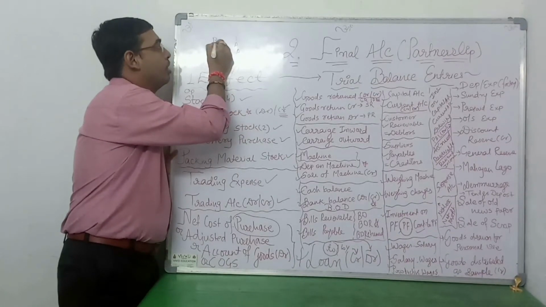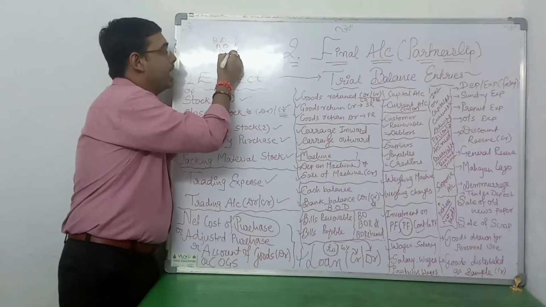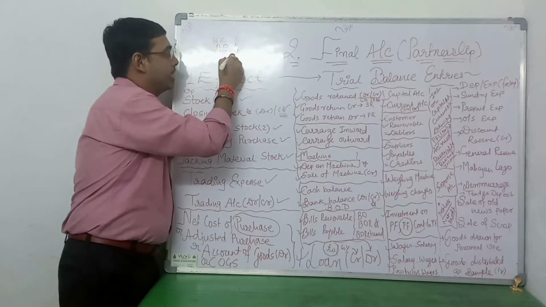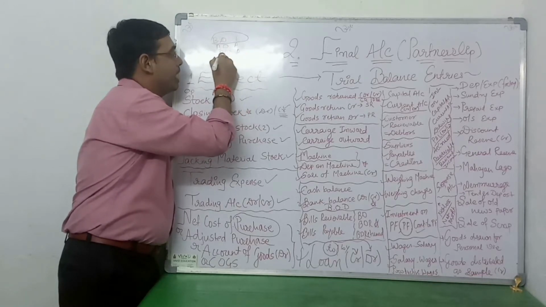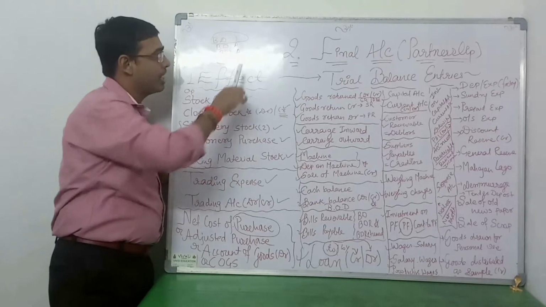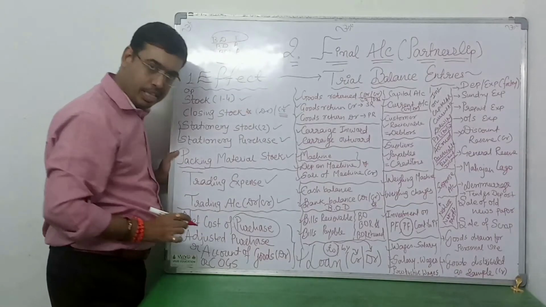Okay, so you have to write BD, then minus BDR. That means you have to subtract the bad debt reserve of the trial balance from bad debt in the P&L account. Clear, beta ji?